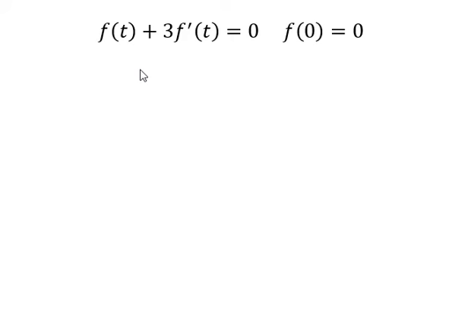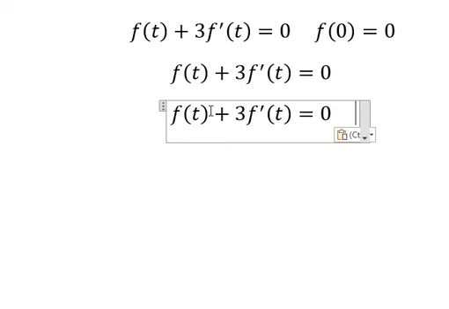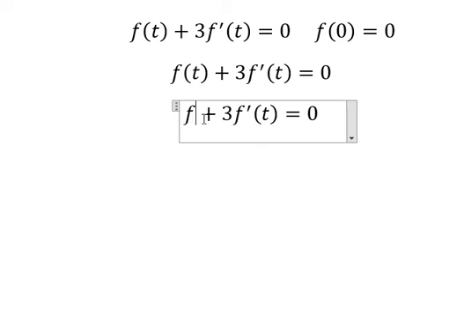The topic today is about differential equations. So now I will show you how to answer. We need to divide both sides by f of t.